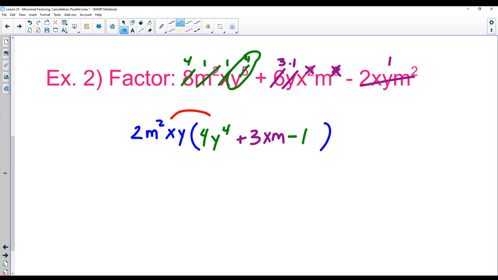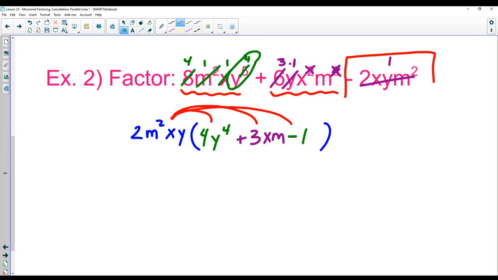So if we multiply back, we should get our original first term. If we multiply GCF by the middle term, we should get our original second term. And if we multiply that third term there, it's just times -1. So I do get that last original term with a negative.